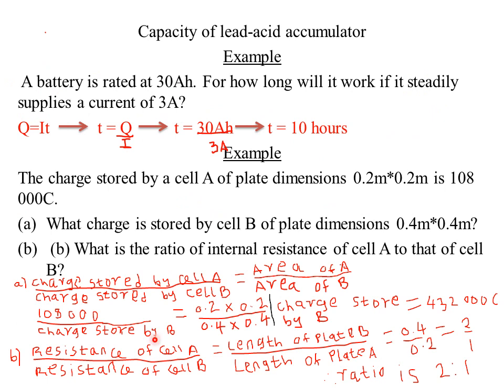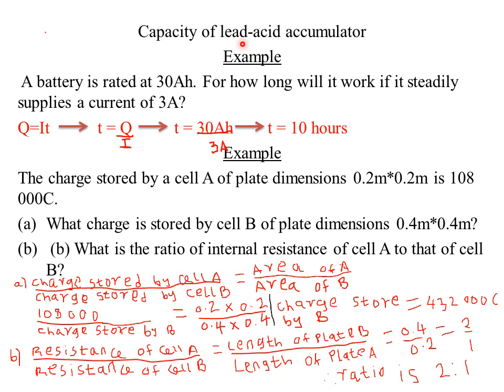Now we also look at the capacity of a lead acid accumulator. So what do we mean by the capacity of a lead acid accumulator? The capacity of a lead acid accumulator is the amount of current that can be drawn in a given time from the battery. This is also the total amount of charge, that is Q equals IT, and it is usually expressed in ampere hours.